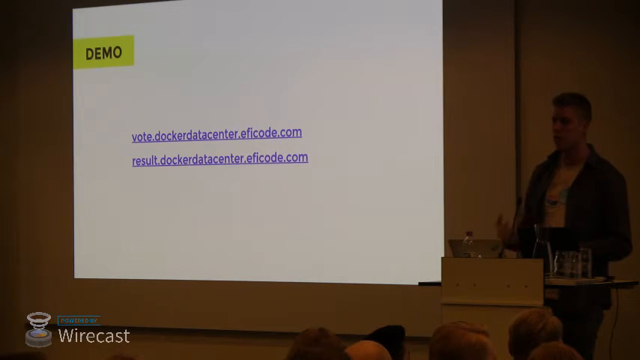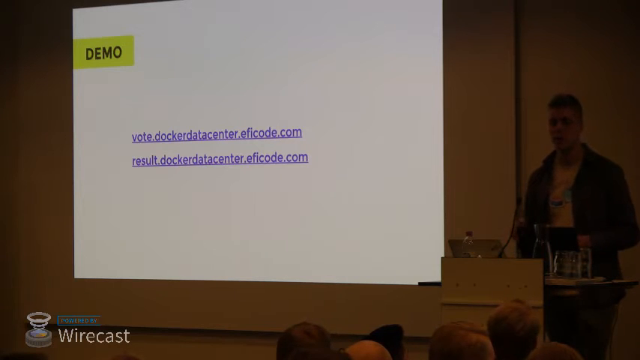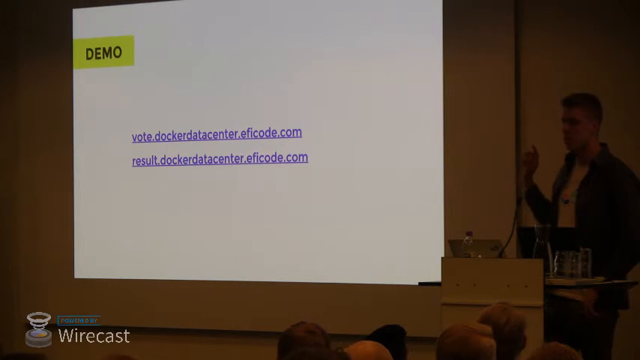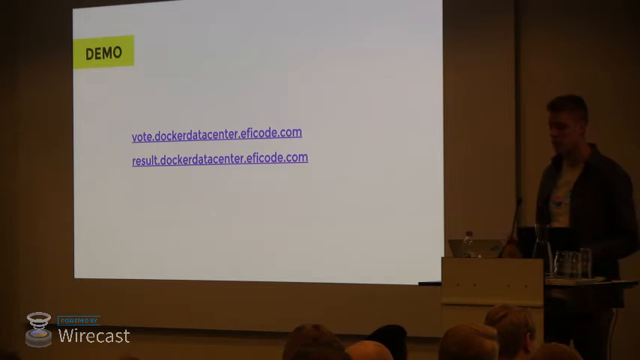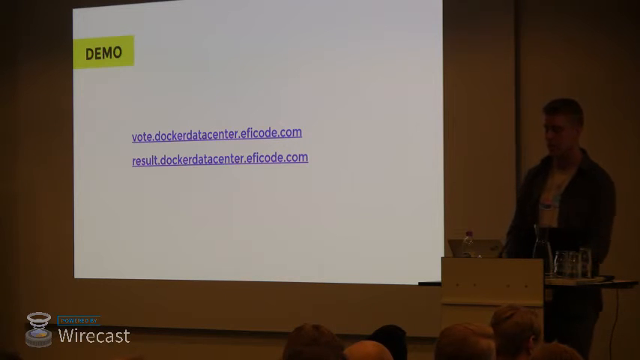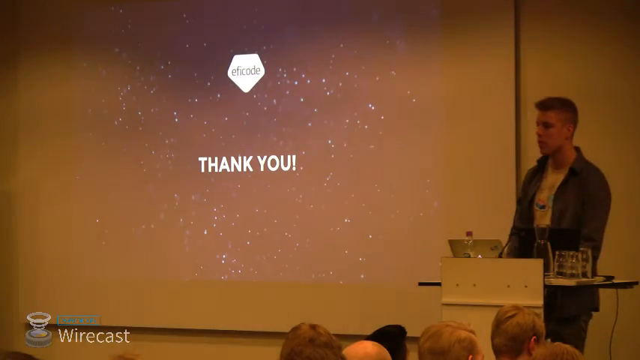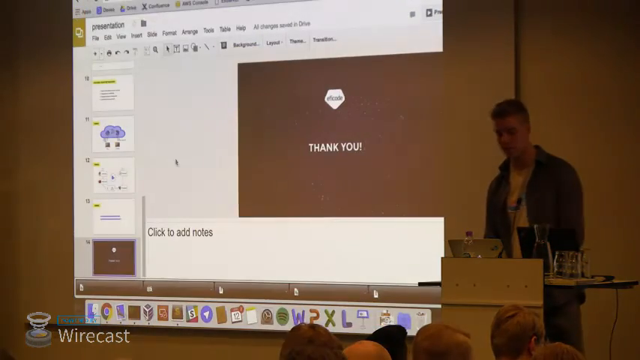And once I've done the demo and it's deployed, these are the addresses that you can use to access the demo. So it's not up yet, but later you can access it by going to vote.dockerdatacenter.eficode.com and start voting. Okay, so thank you for your patience, and let's get to the demo.